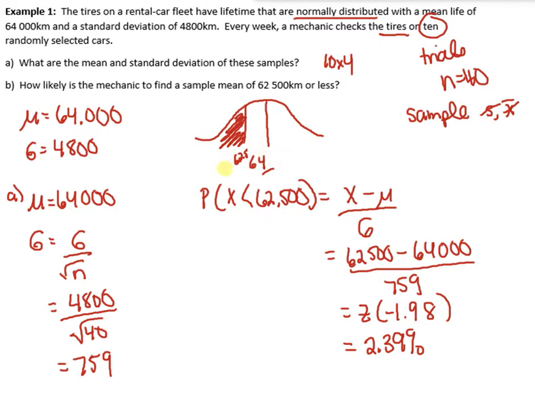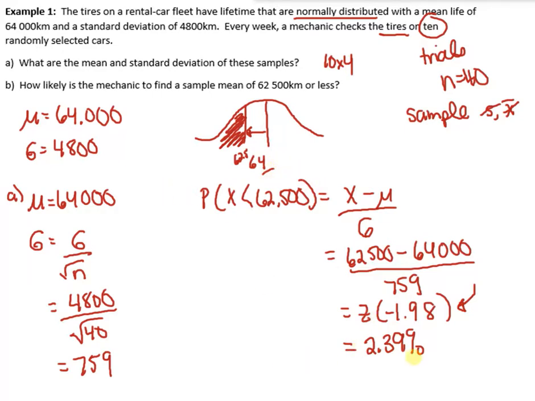If you want to check if this is logical or not, I would take this 64,000 and see how many standard deviations away from the mean 62.5 is. So I would say 64,000 and subtract 4,800, and then just take a look. What is almost 2 standard deviations less than the mean? Because remember, the z-score is how many standard deviations away from the mean something lies.